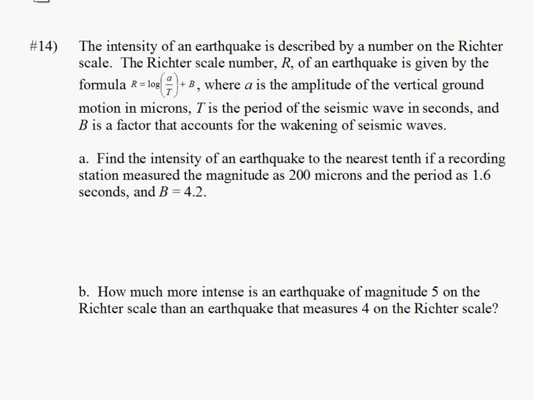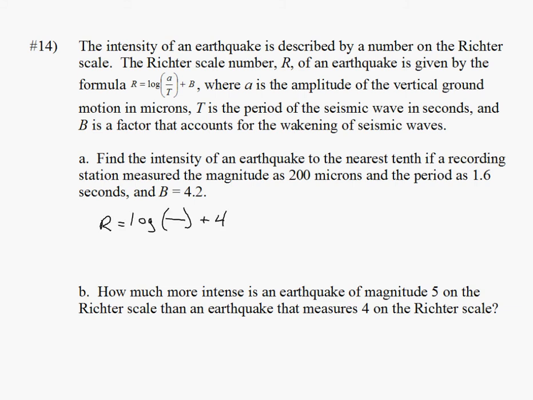14. The intensity of an earthquake is described by a number on the Richter scale. The Richter scale number R of an earthquake is given by the formula R equals log of A divided by T plus B, where A is the amplitude of the vertical ground motion in microns, T is the period of the seismic wave in seconds, and B is a factor that accounts for the weakening of the seismic waves. Find the intensity of an earthquake to the nearest tenth, that's 1 decimal place, if a recording station measured the magnitude of 200 microns in a period of 1.6 seconds and B equals 4.2.